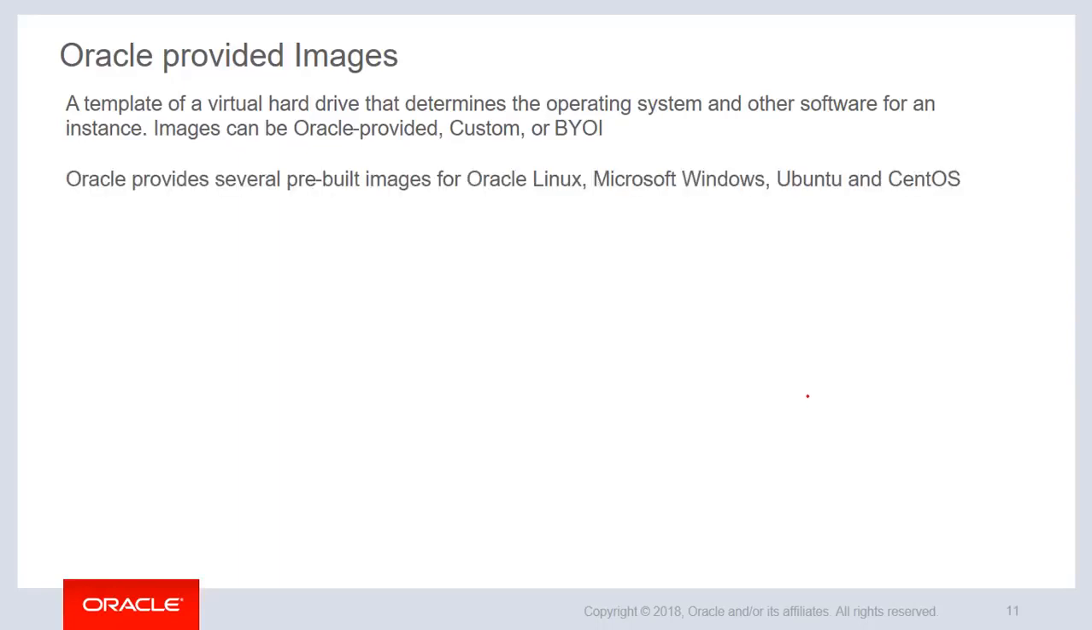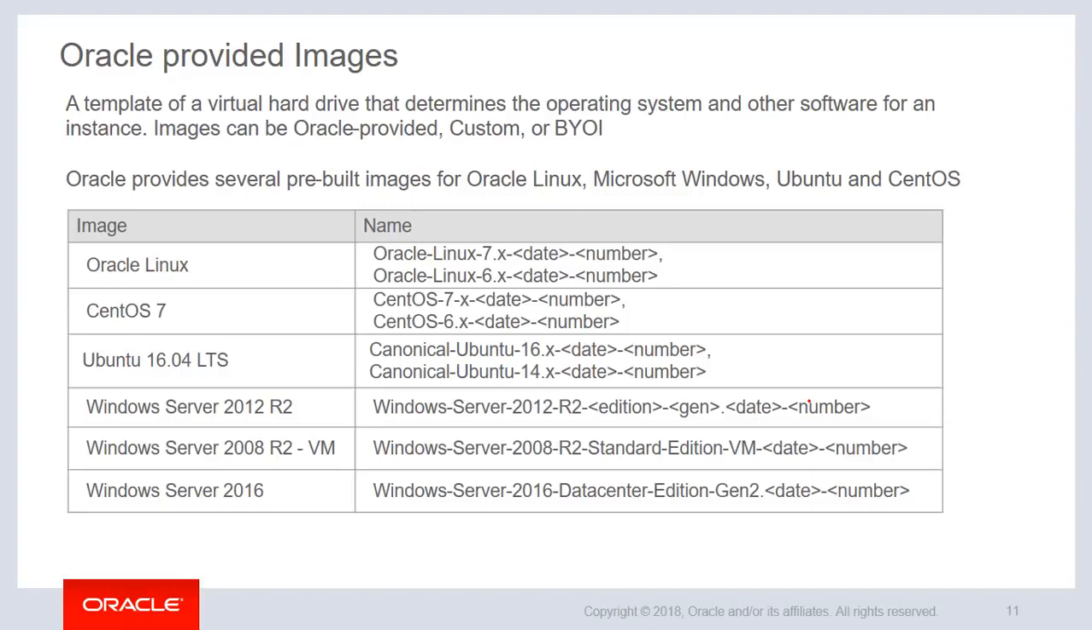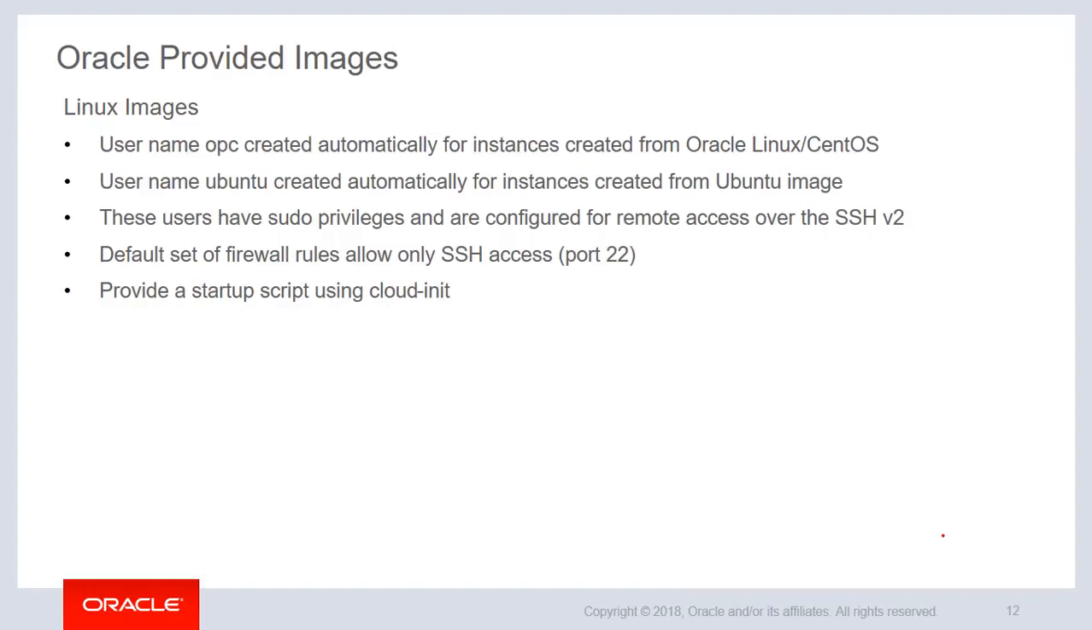Oracle provides several pre-built images for Oracle Linux, Microsoft Windows, and other flavors of Linux like Ubuntu and CentOS, and you can see all the various flavors which we support here. Now, if you go to Oracle provided images, let's talk about Linux and Windows for a moment. So for Linux images, there is a username which is called opc. It's created automatically when you launch instances using Oracle Linux or CentOS.